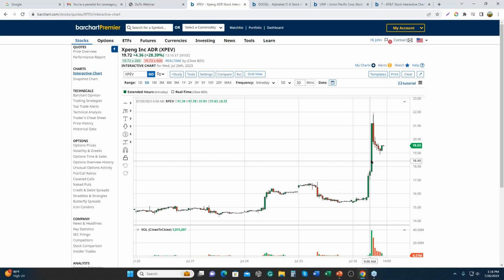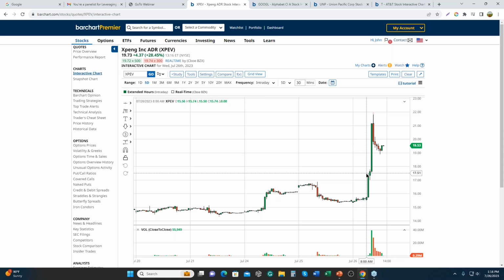And then what do we see? Well, we see that price was moving higher. And then as we got into the opening of our market during the regular trading hours, we got that continuation of price.